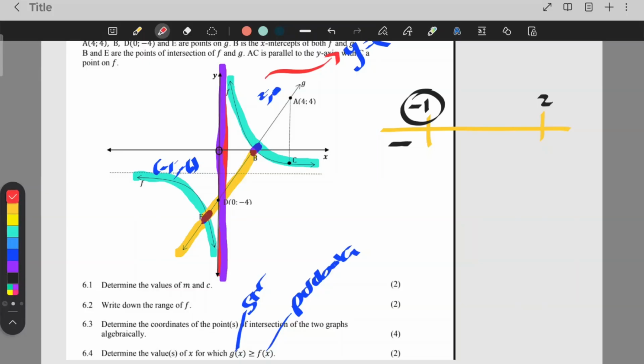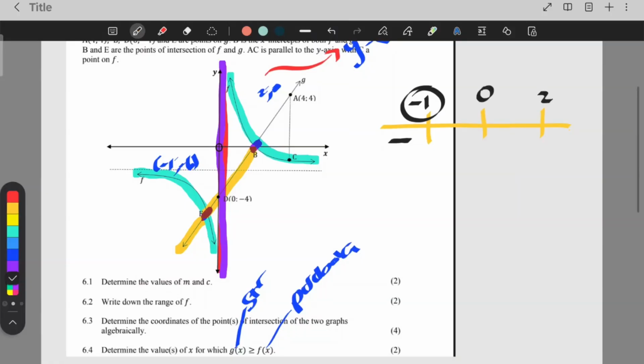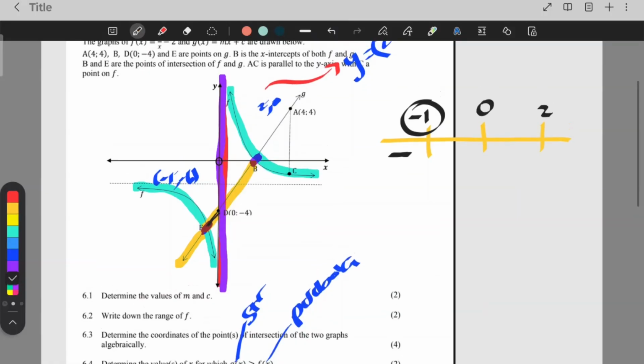So I'm going to go and put another number in here. I'm going to put 0 in here. So between negative 1 and 0 there, the straight line is above the hyperbola. Then from here to here, I'm looking at this part of the hyperbola now. From here to here, it's below. And from 2 onwards, it's above this line, eh? So there it is above.